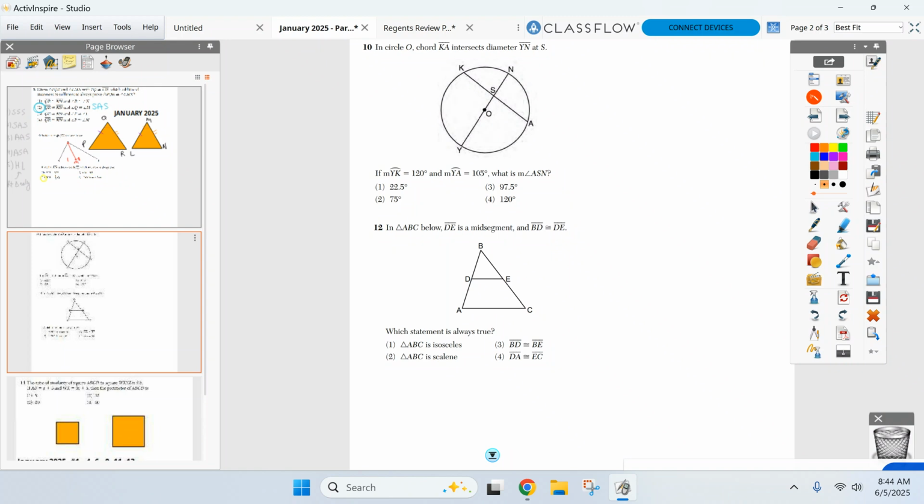Arc YK is 120. YA is 105. What is angle ASN? If you're studying on your own with a group of friends and without me, there is a whole page, one full page on that Cold Hard Facts packet I passed out that is dedicated to the circle facts. It is literally all on one page.